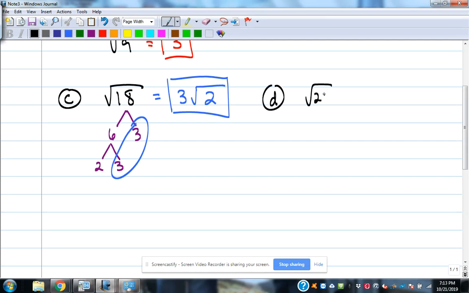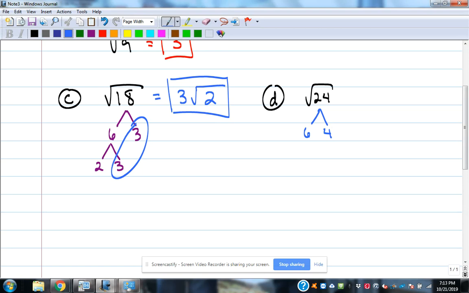Square root of 24. If it was square root of 25, we know the answer. It's 5. But square root of 24 is not a perfect square number. So we want to break it down. And it doesn't matter what two numbers you start with as long as they multiply to be 24. So if you did 6 and 4, that's absolutely fine. If you used 8 and 3, that's fine. If you use 2 and 12, that's fine. It doesn't matter which ones you start with, just as long as they multiply to be the number above it.